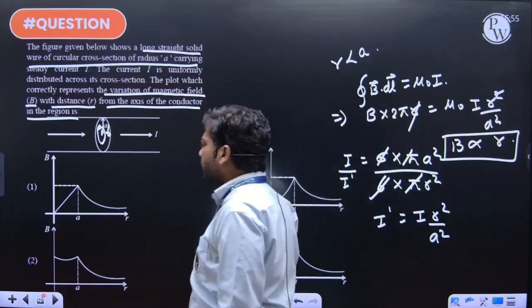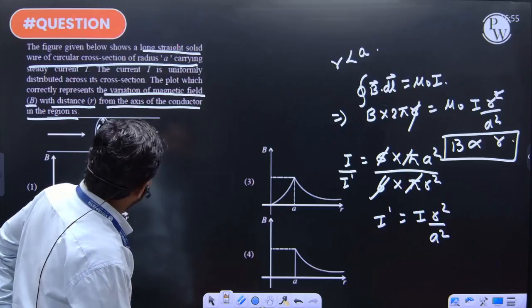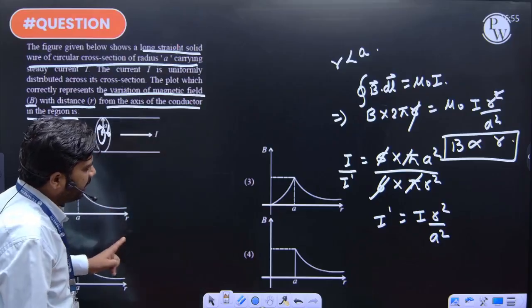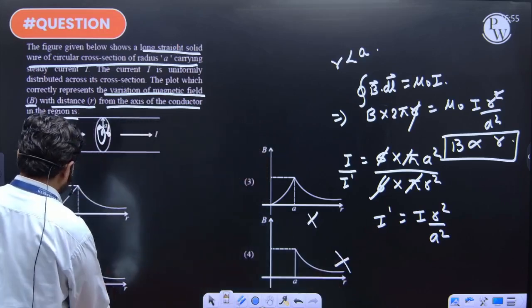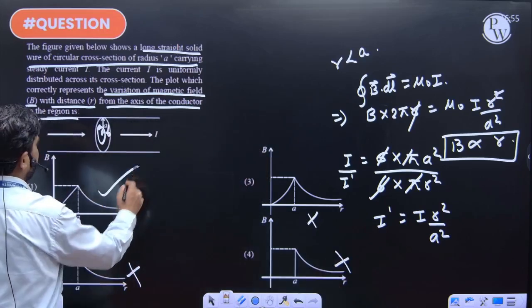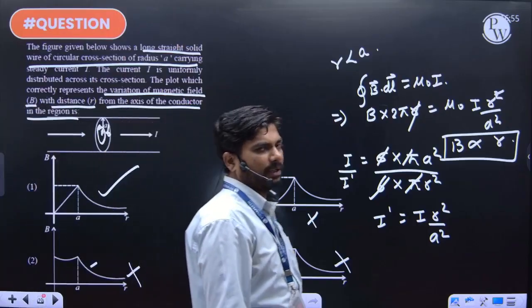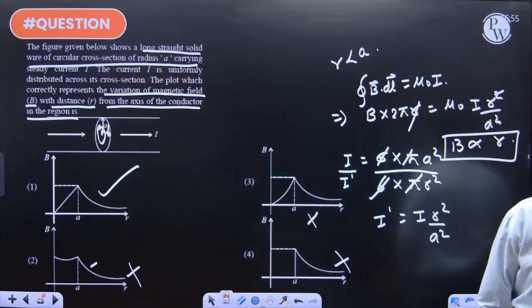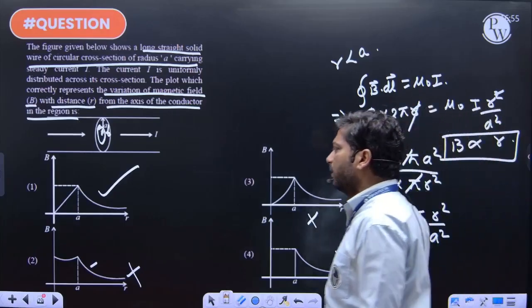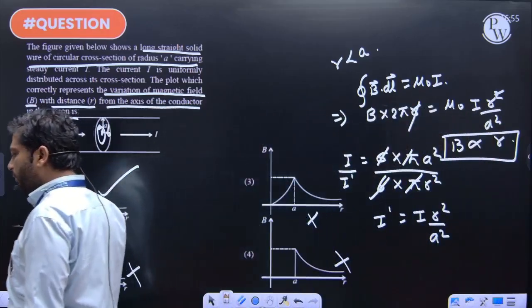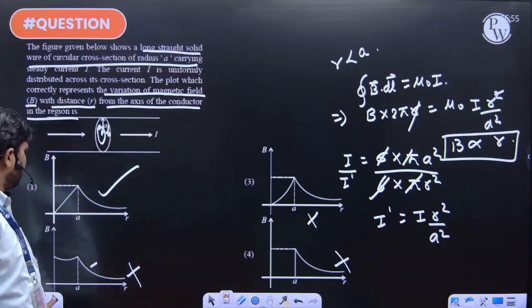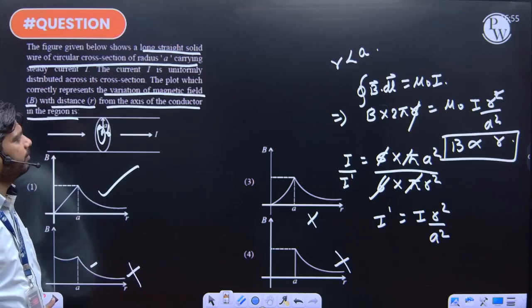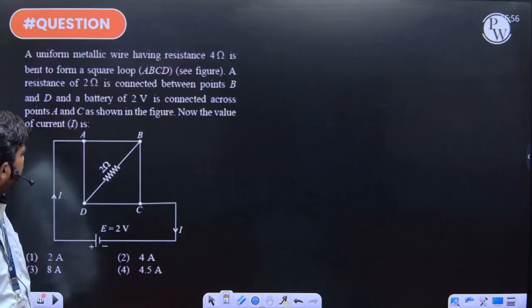So we are getting B proportional to r inside. Which one is a straight line? Is it a straight line? No. Is it 0? No. Is it this? No. This is the correct option. You don't have to derive for the external one, right? So very easy, and you must have got the direct formula also related to that. I hope you have understood this question. Let's move to the next part.